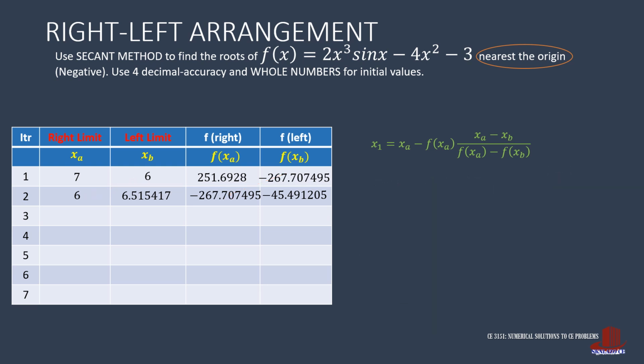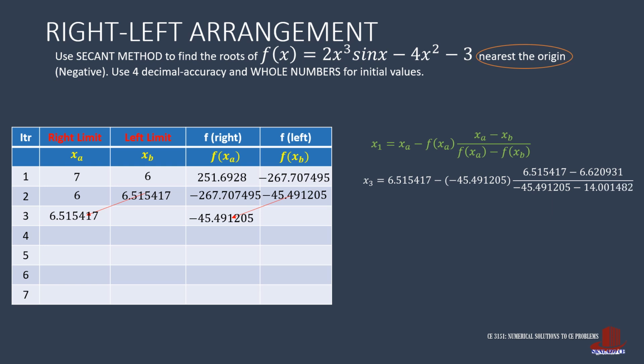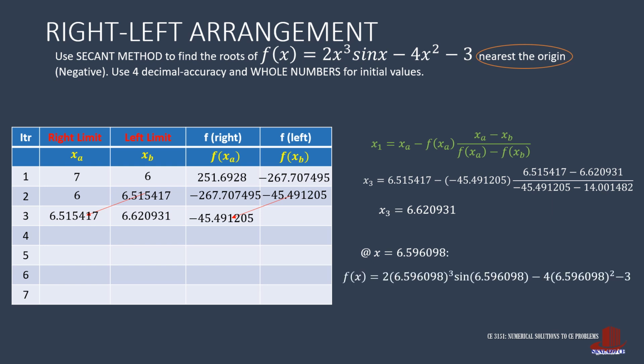The third iteration follows the same pattern of sliding the b's. Then take x3 by using the current figures, and have 6.620931 for x3. f of x with this value then is solved as positive 14.001482.